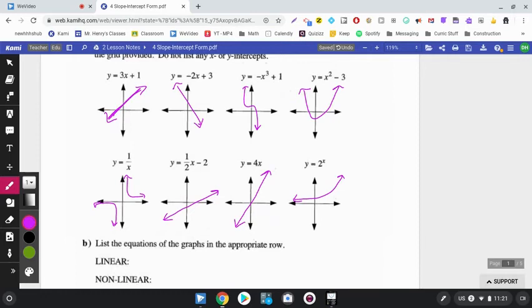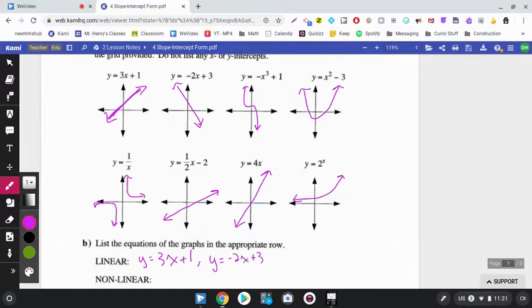A few moments later. All right, so those are my quick sketches of all the graphs. Hopefully you got something similar. These were just a quick sketch, and then we'll talk about them a bit. So in terms of which of these are linear and which are nonlinear, well, y equals 3x plus 1, that one was a straight line. The next one, y equals negative 2x plus 3, that was a straight line.